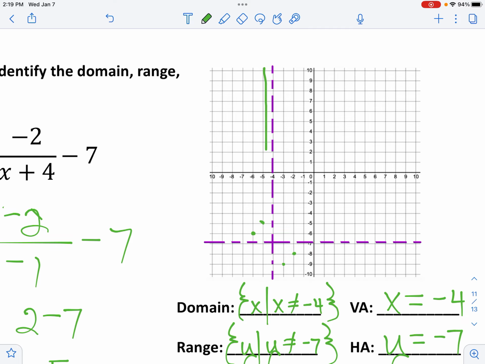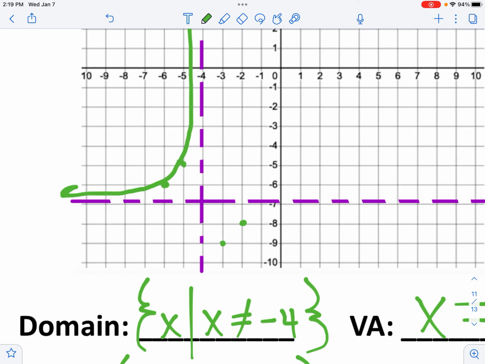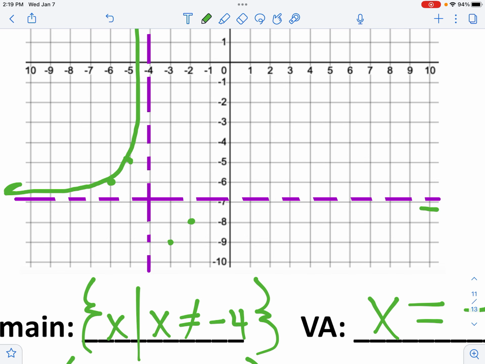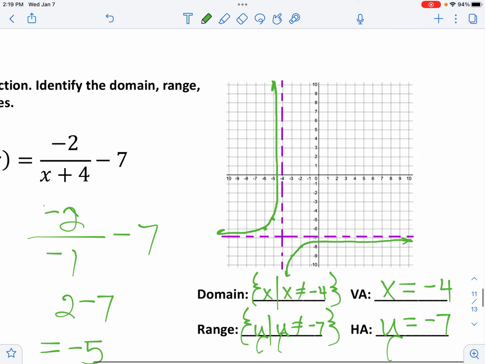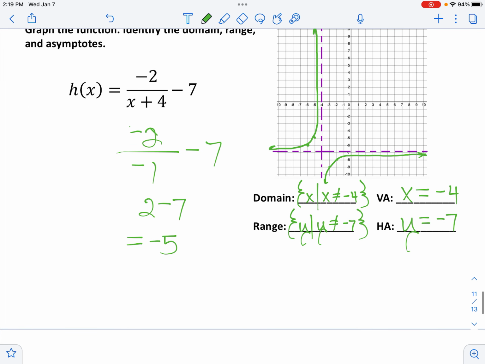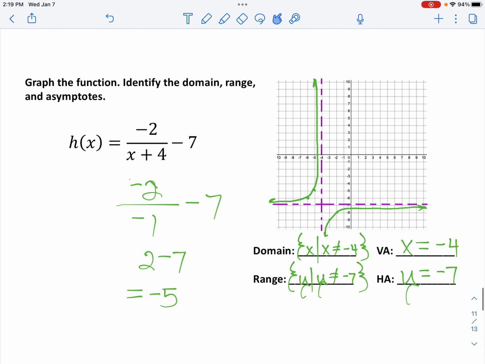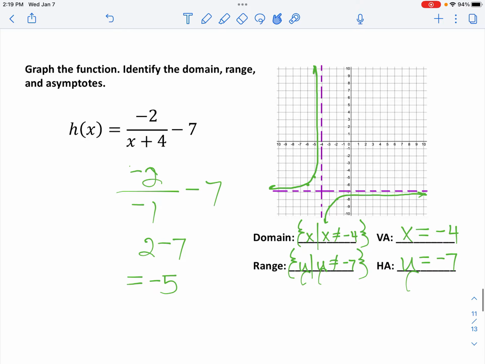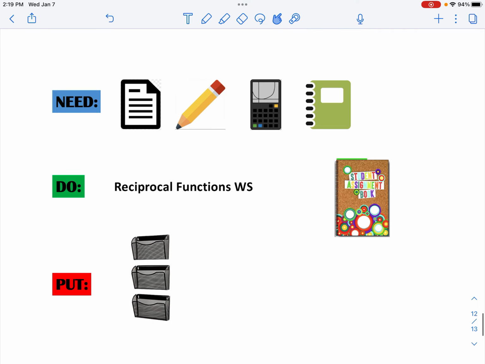And again, not super great skills on the iPad, but there we go. It's probably more my pen than anything else. So not an Apple Pen. Okay, there we go. And that is how you graph and transform reciprocal functions. I hope that makes sense. Here is the assignment. Turn that in when you're done. Good luck. See ya.